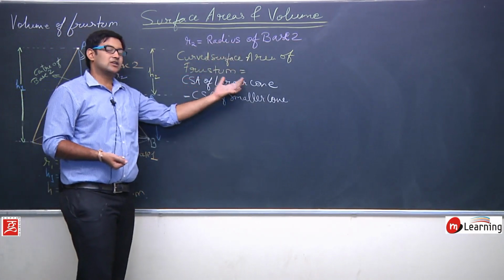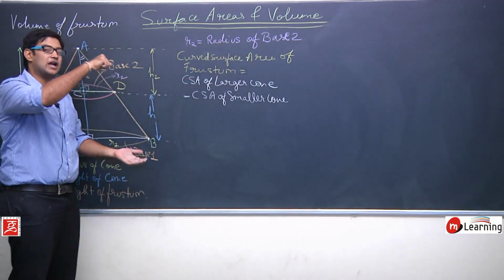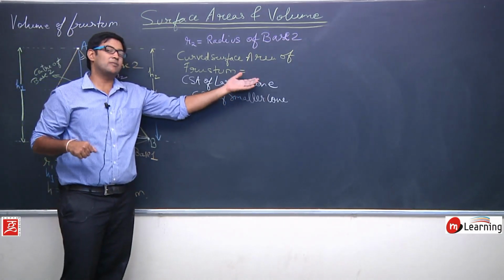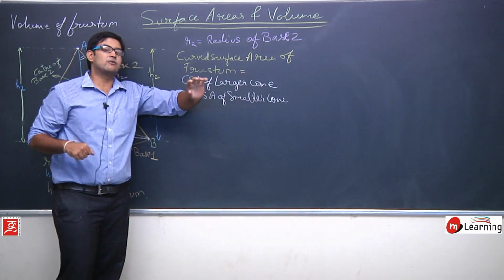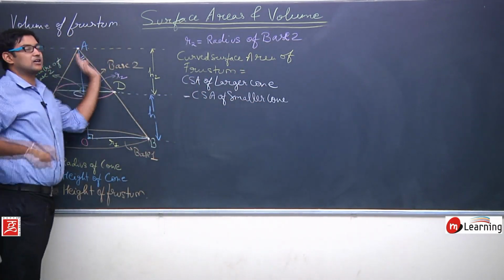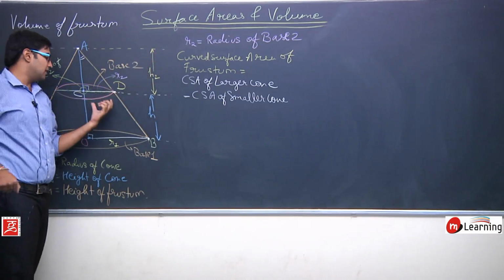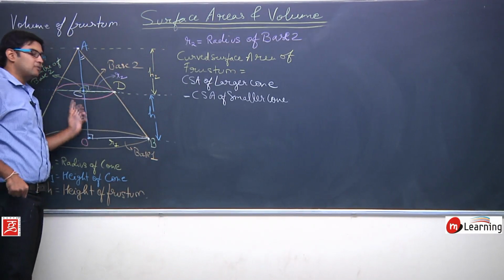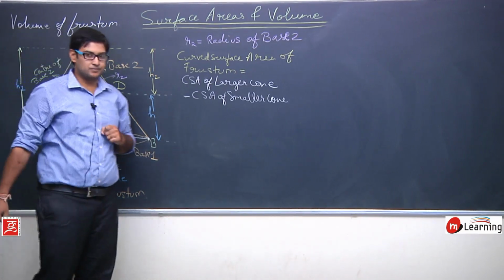Okay, this is a simple concept that we can understand, that the curved surface area of frustum can be defined as curved surface area of the bigger cone, minus the curved surface area of smaller cone. I removed this much portion, so I subtracted the curved surface area of this part, and you will get finally the CSA of the remaining portion, that is a frustum.